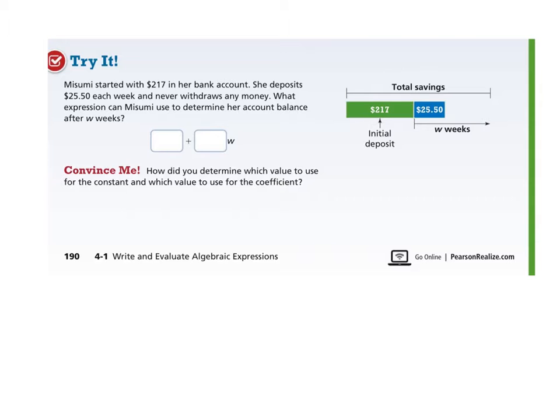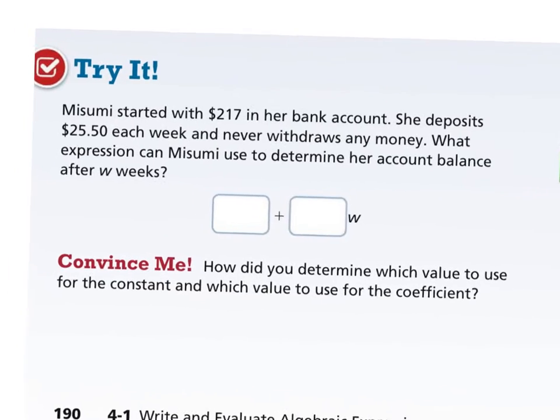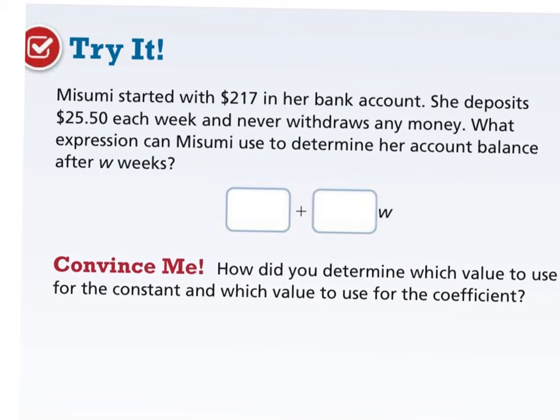Masumi started with $217 in her bank account. She deposits $25.50 each week and never withdraws any money. What expression can Masumi use to determine her account balance after W weeks? All right, so like we've been doing, we're going to try to go through and highlight some things here. Started with $217, deposits $25.50 each week, never withdraws any money. We want to determine the account balance after W weeks.